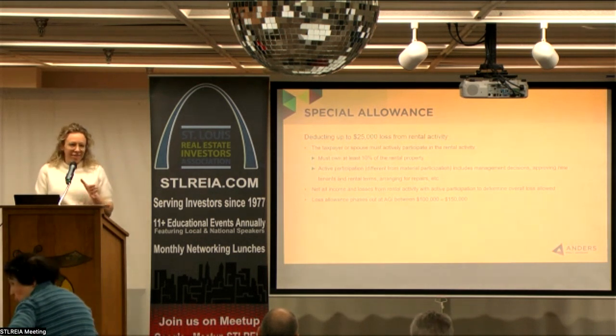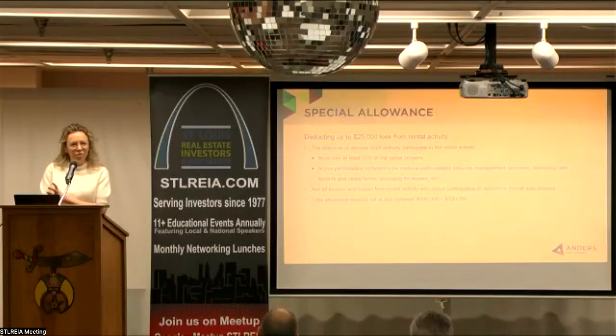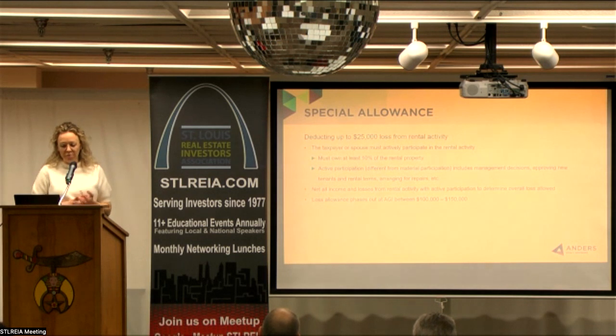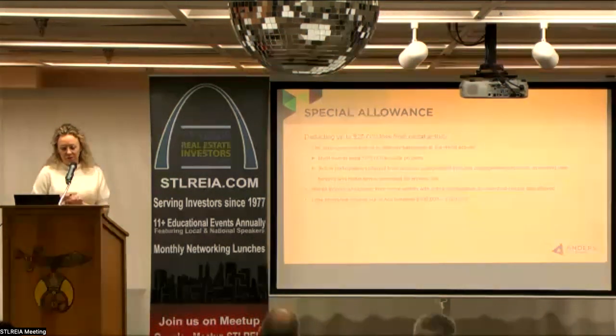And the rules are a little different from active participation from material participation. And some of the things that the IRS outlines as regards to active participation are that you're making management decisions, you're approving new tenants, you're approving the rental terms or the lease terms, you're the one arranging for the repairs or any of the capital improvements. That would meet active participation as regards this special allowance.